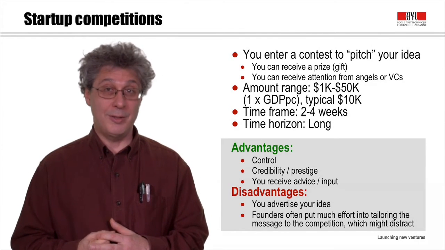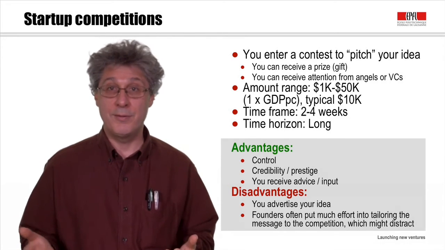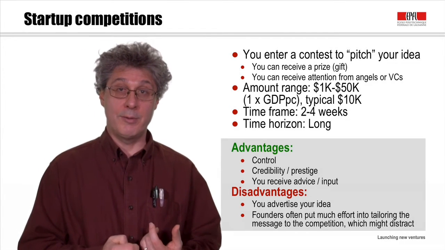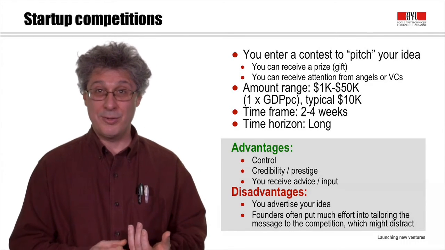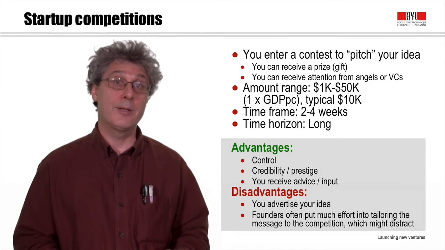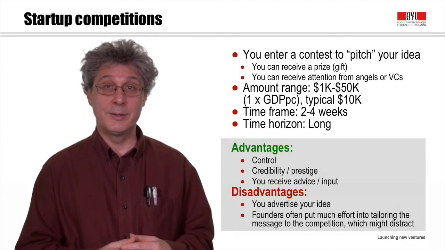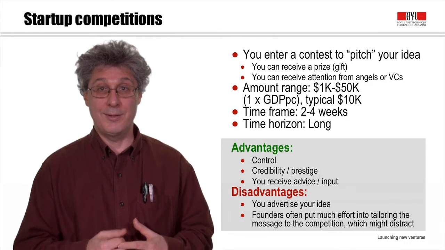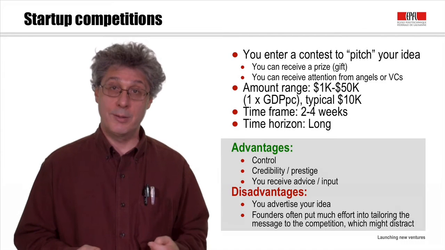The amounts are usually, again, relatively small. We're talking about $1,000 to $50,000, which is roughly GDP per capita in whatever economy. And a typical amount might be 1/5 that, so say $10,000. Time frame is relatively short, so you enter the contest, you go in, you make your pitch, and usually this whole thing gets resolved within a month or so. Time horizon is very long because they're not interested in necessarily a return, especially if you've won a prize. It's just to help you get the business launched.